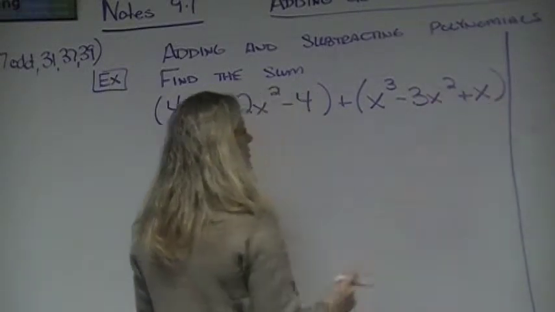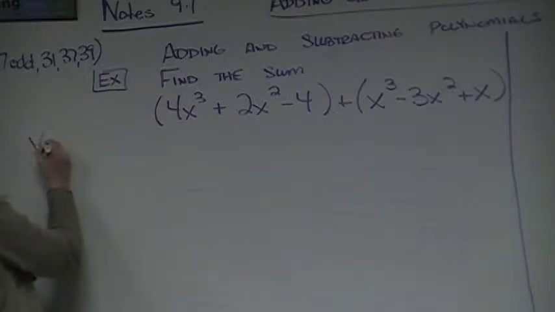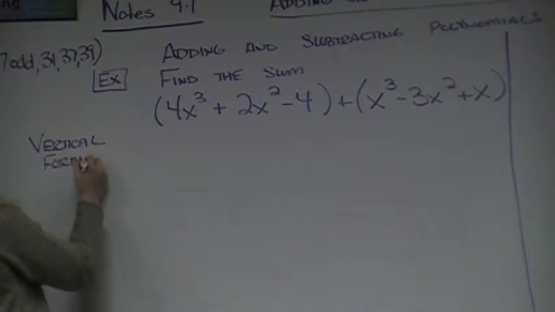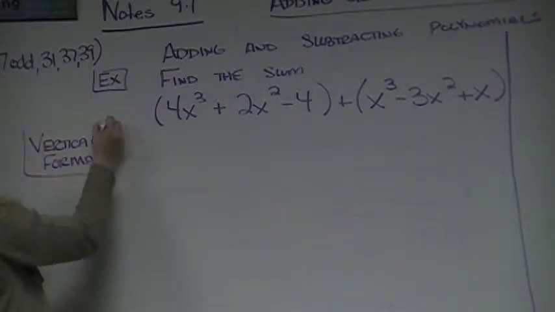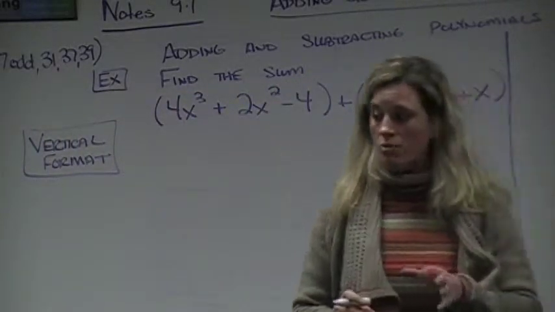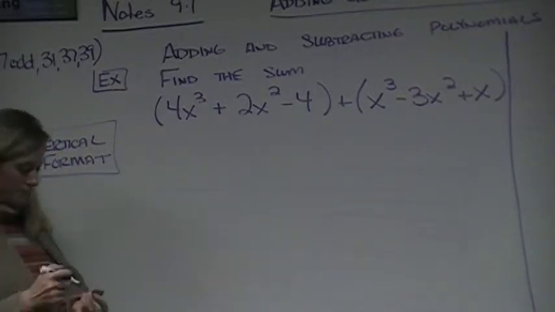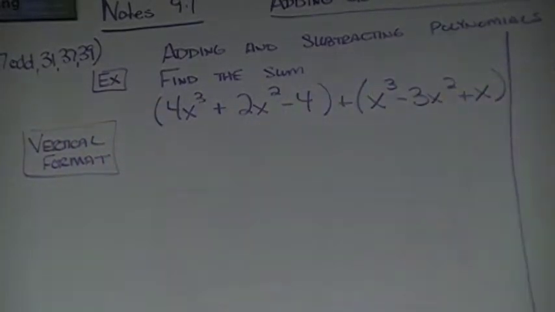Okay, class. The first way I'm going to show you is over here. It's called the vertical format. Part of the class will like this format better. Part of the class will like the other format better. You're going to have a choice. You're going to choose which way you prefer to do these problems with adding and subtracting polynomials. How you do this format, so I'm going to get a marker that's a little bit better.